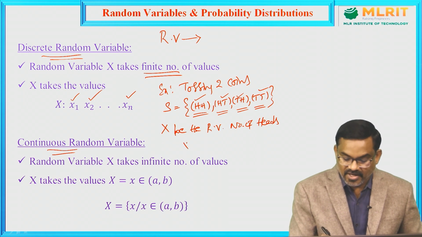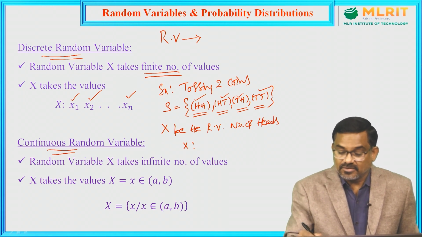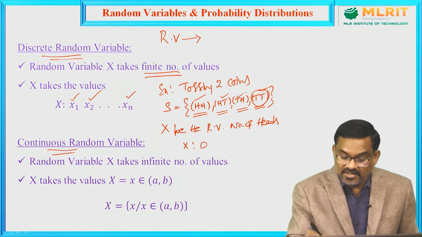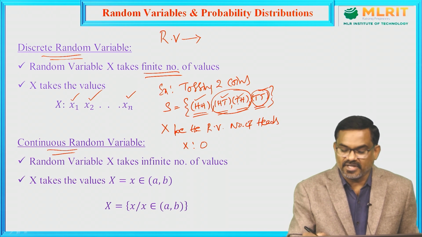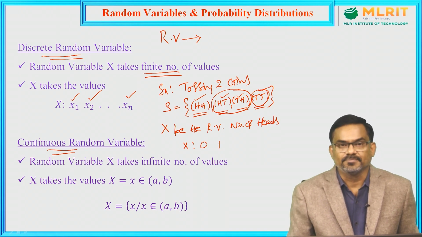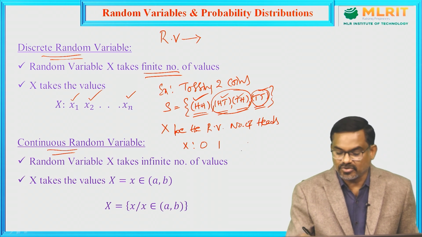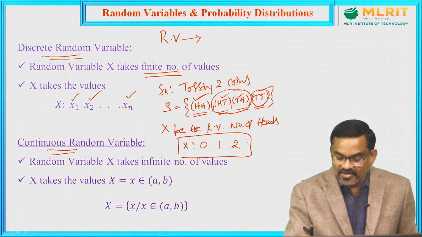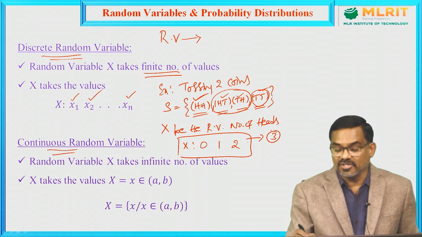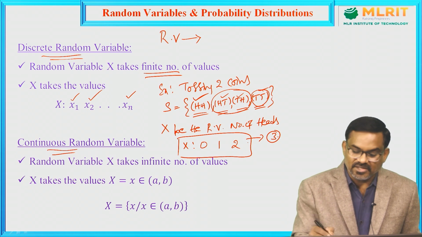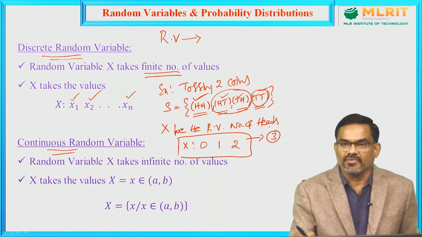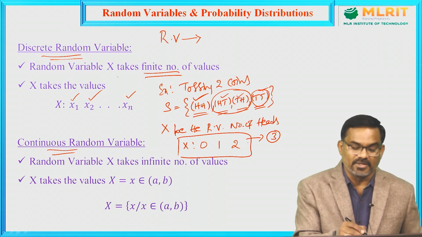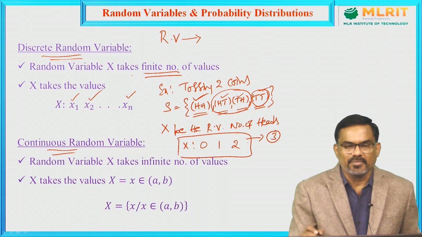So, here X takes the values: both are tails, that means there is no head, so 0 heads. In these two cases one head, one tail is there, so one head is possible, and here two heads are possible. So, X takes the values 0, 1, 2. How many values are there? Total 3 values, which is a finite number. Hence, this random variable capital X, which denotes the number of heads, is a discrete random variable. So, a discrete random variable X takes a finite number of values.